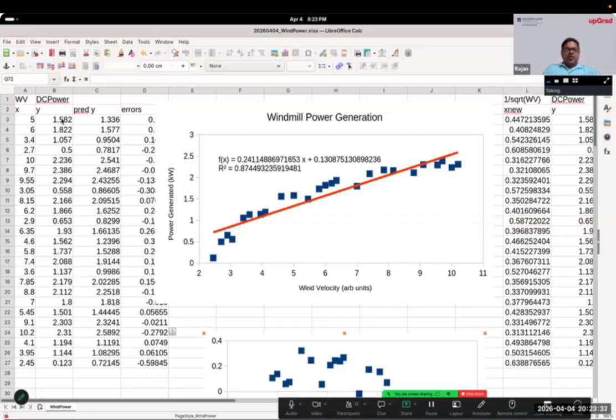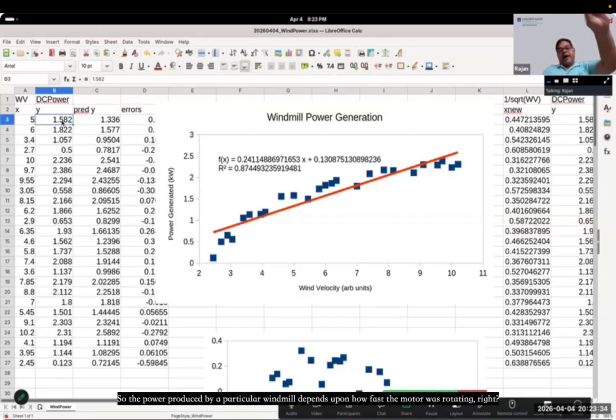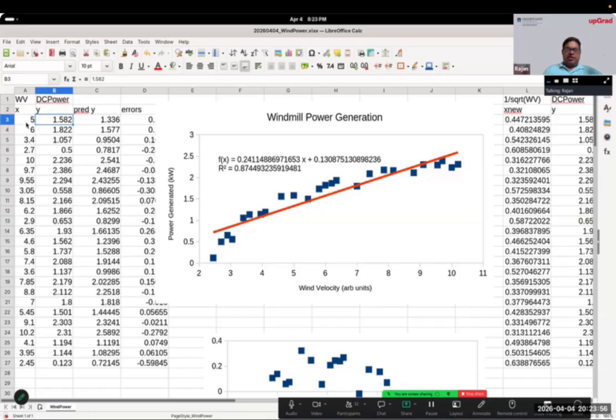The power produced by a particular windmill depends upon how fast the motor was rotating, and how fast the motor was rotating depends upon the wind velocity, in whatever units. And the DC power is in kilovolts or whatever. Let's not worry about the units. This is the data that's given.